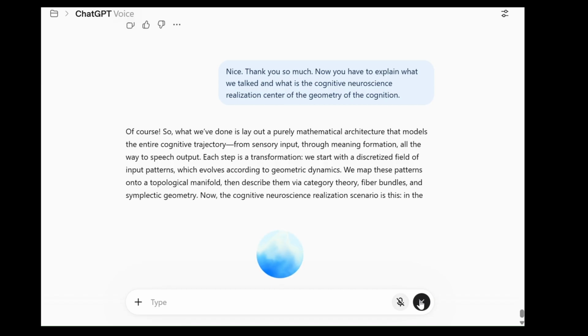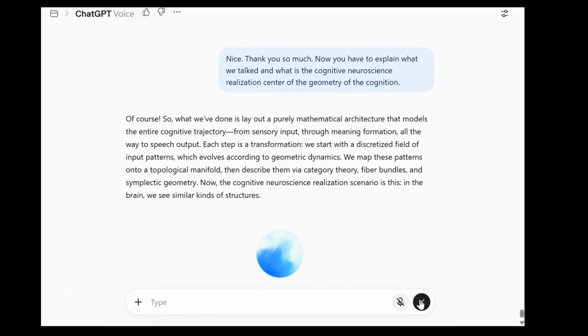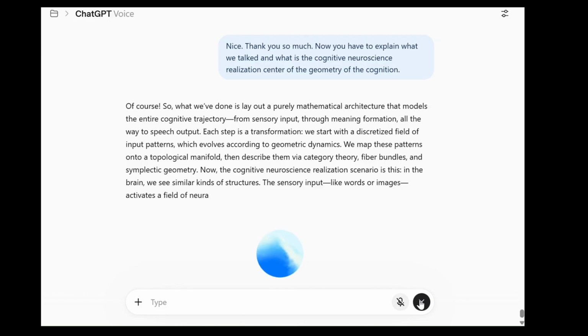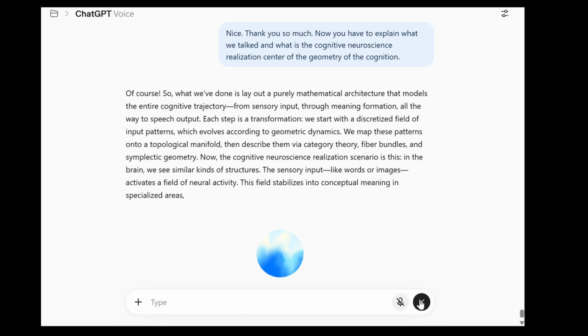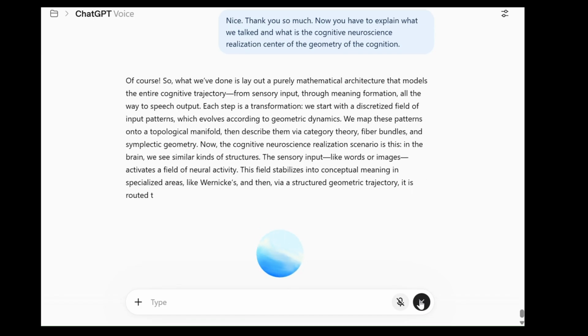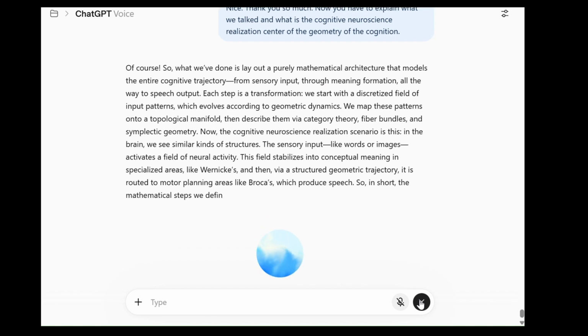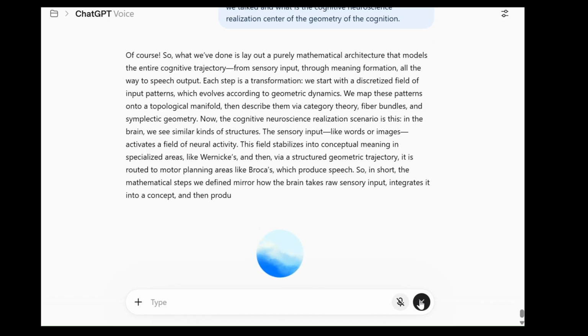Now, the cognitive neuroscience realization scenario is this. In the brain, we see similar kinds of structures. The sensory input, like words or images, activates a field of neural activity. This field stabilizes into conceptual meaning in specialized areas like Wernicke's, and then via structured geometric trajectory, it is routed to motor planning areas like Broca's, which produce speech. So, in short, the mathematical steps we define mirror how the brain takes raw sensory input, integrates it into a concept, and then produces an output.